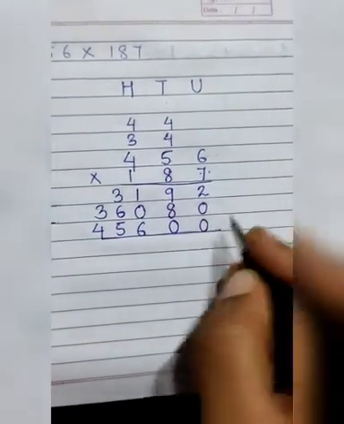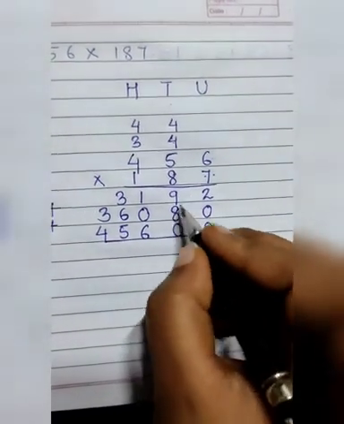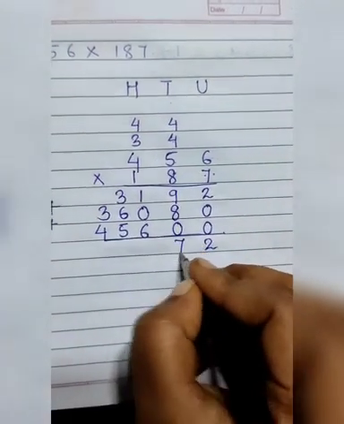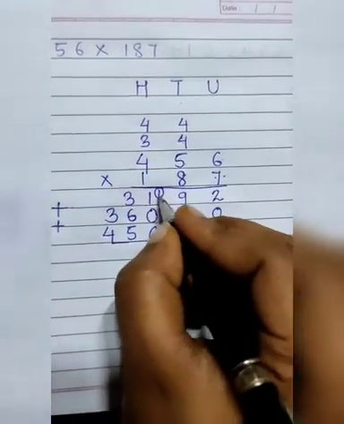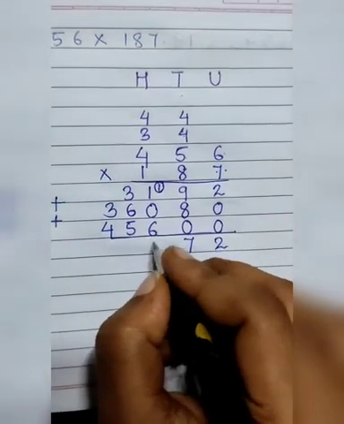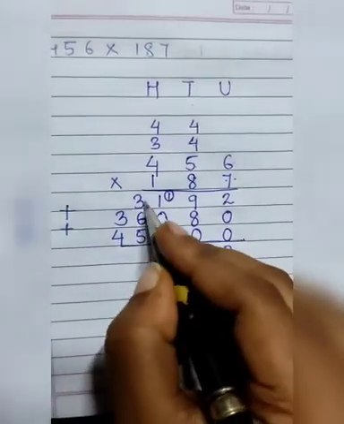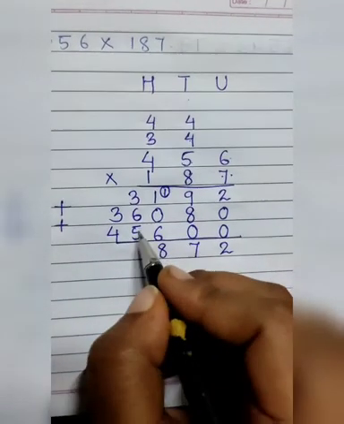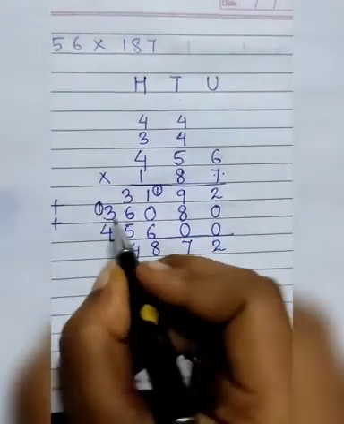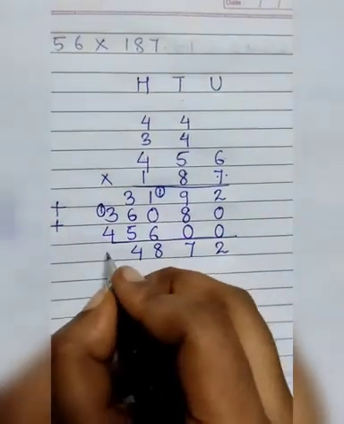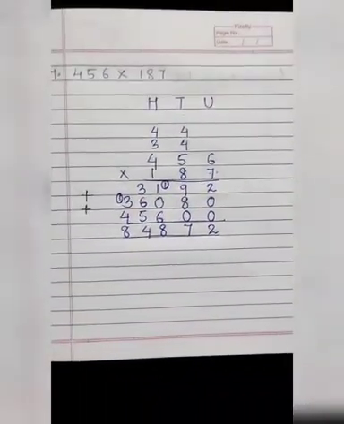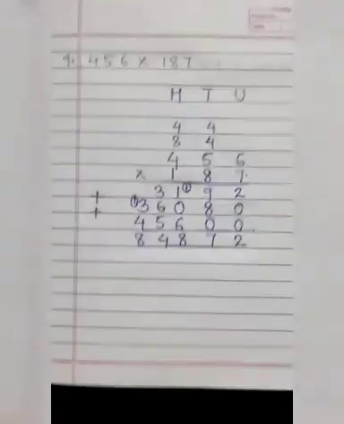2 plus 0 will be 2. 9 plus 8 will be 17. 17 plus 0 will be 17. So 7 here, 1 carry. 1 plus 1 will be 2. 2 plus 0 will be 2, plus 6, 8. 3 plus 6, 9. 9 plus 5, 14. So 4 down, 1 carry. 1 plus 3, 4. 4 plus 4 will be 8. So your answer is 84,872. Now moving to the next sum.